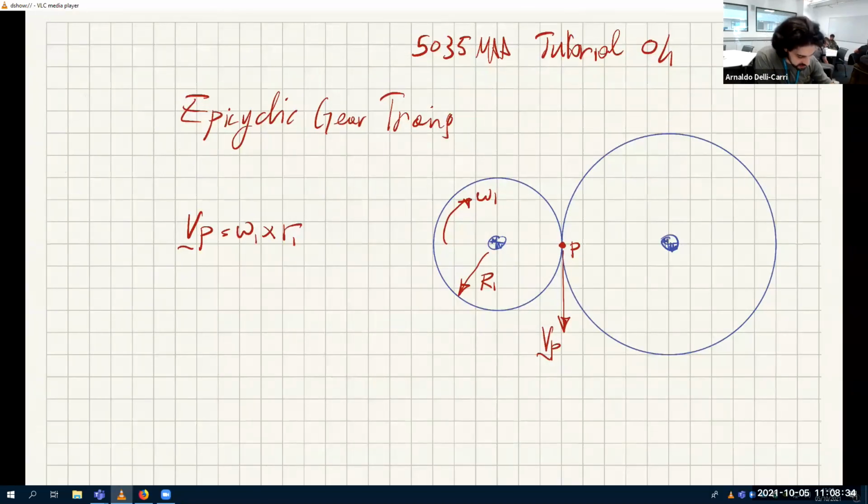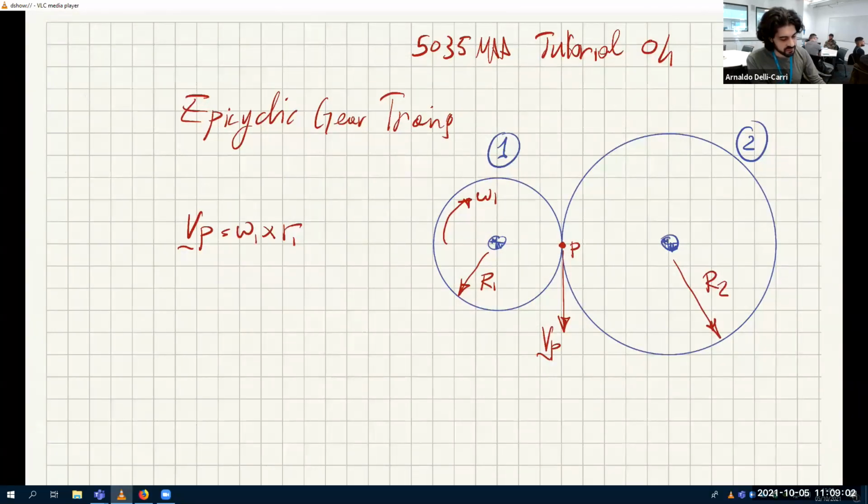We have gear 1. Let's call this gear 1, and let's call this gear 2. Gear 1 is rotating with an angular velocity omega 1, and gear 2 is rotating with an angular velocity of omega 2, but we know exactly what omega 1 is. So we also now have complete geometry information. We know that this is the radius of gear 1, and this is the radius of gear 2.